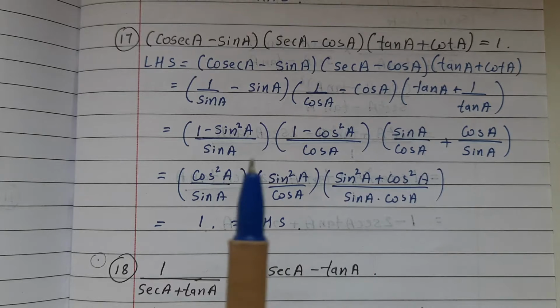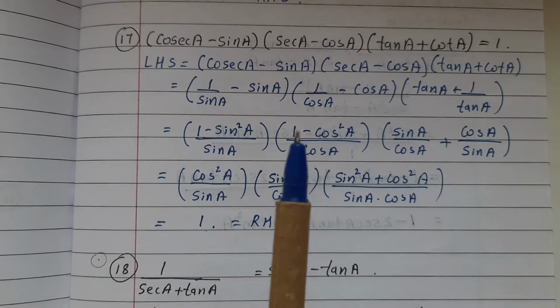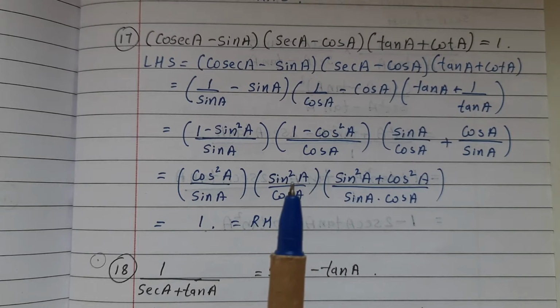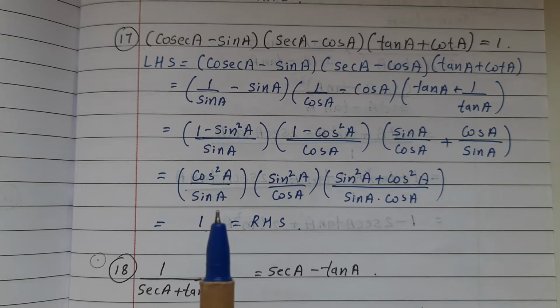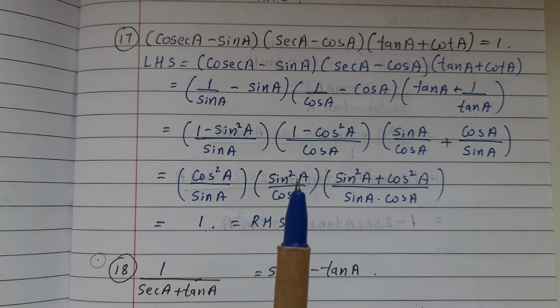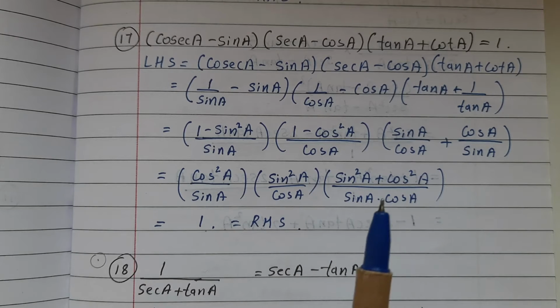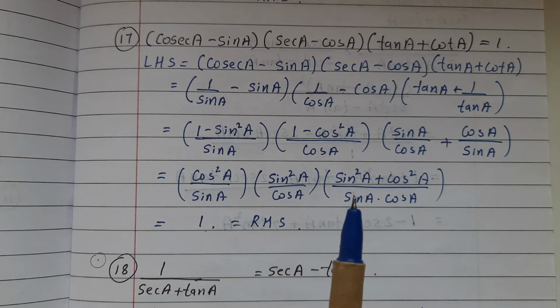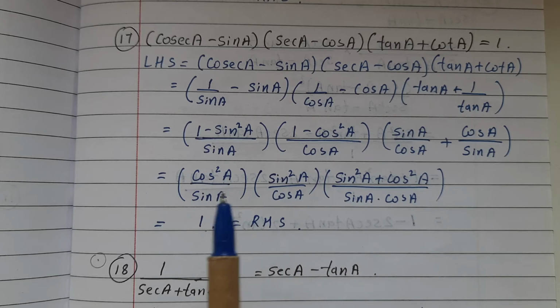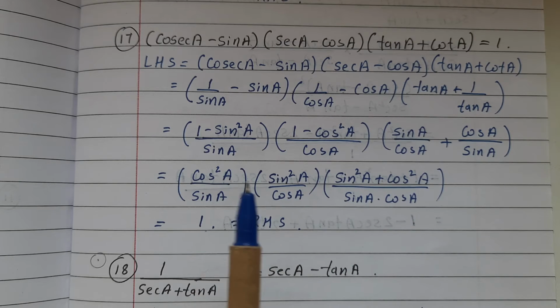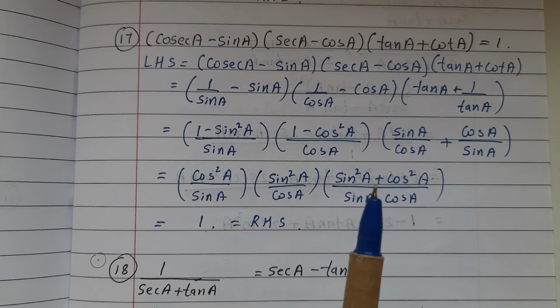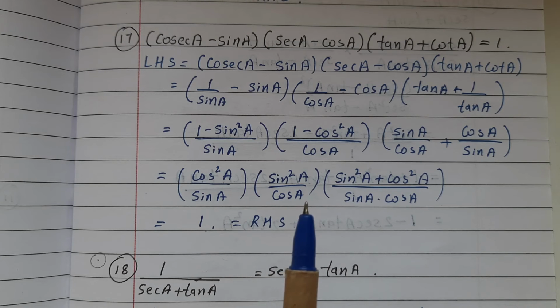Now, 1 minus sin square A is cos square A. 1 minus cos square A is sin square A. Therefore, (cos square A upon sin A)(sin square A upon cos A) into (sin square A plus cos square A) upon (sin A into cos A). Here one sin gets cancelled. So sin square A and these two terms get cancelled. Cos square A and these two terms get cancelled. Remains sin square A plus cos square A, which is equal to 1, equal to right hand side.